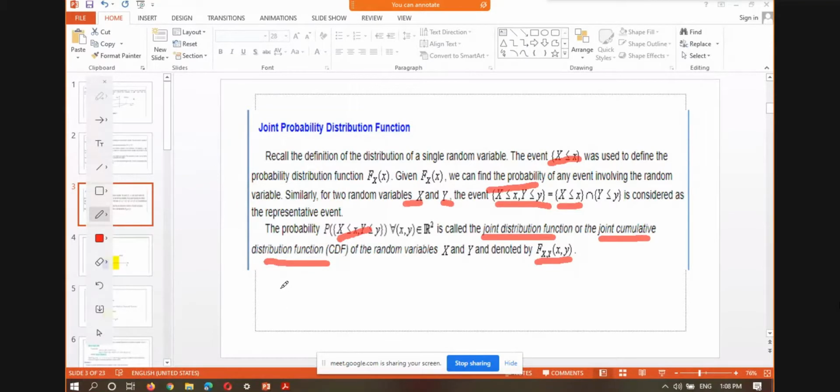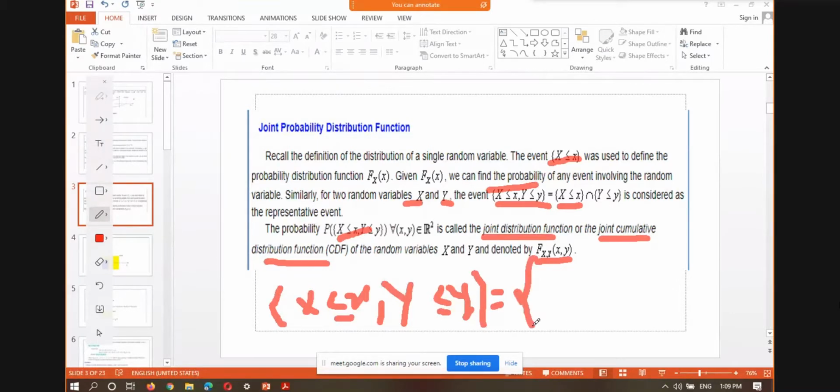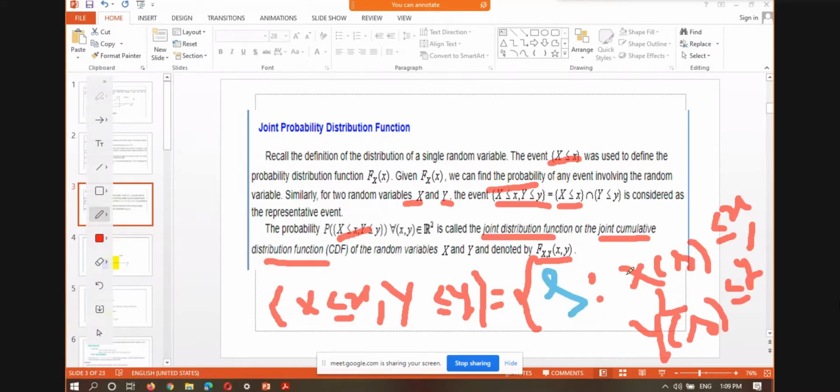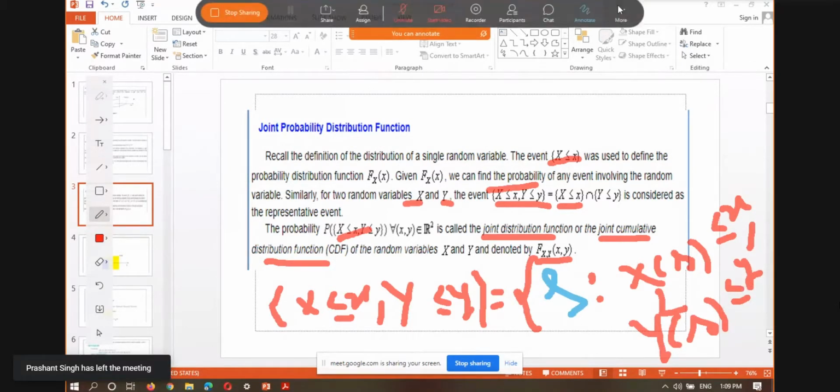So here, this is the event X less than or equal to x, comma, Y less than or equal to y. It contains those sample points s from the sample space for which X of s is less than or equal to x and Y of s is less than or equal to y. Those sample points belong to this event.